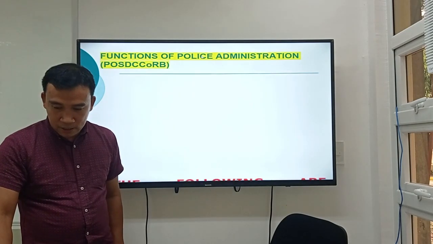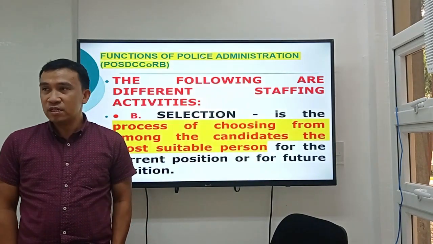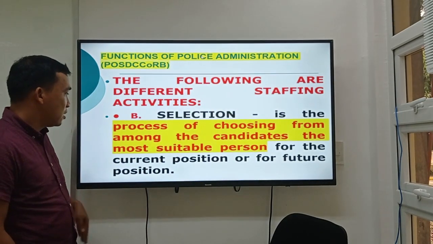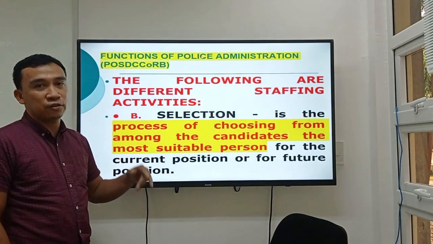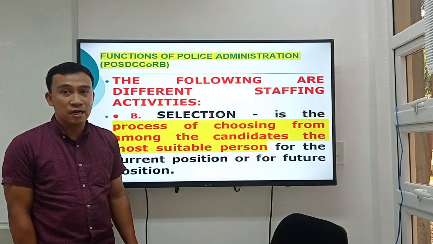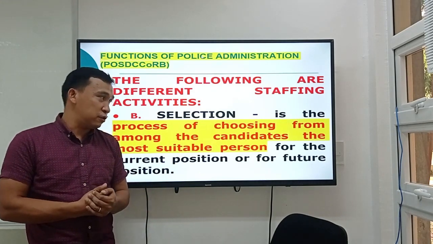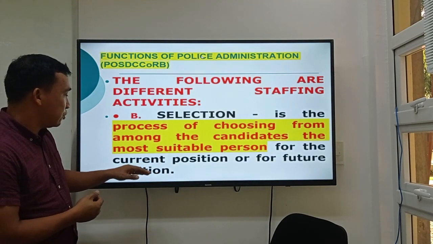Another activity is the selection. Selection means the process of choosing from among the candidates the most suitable person. Okay, selection process. Choosing the best among the best, that is selection. Okay, for the current position or for future position.